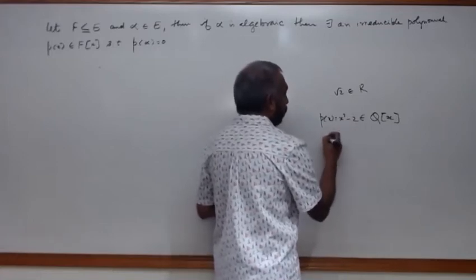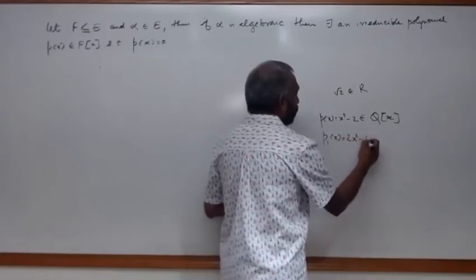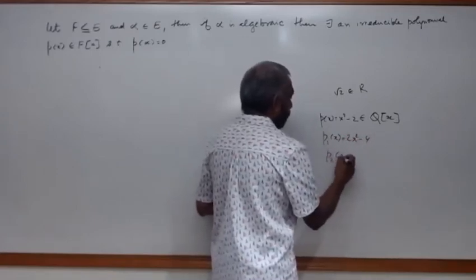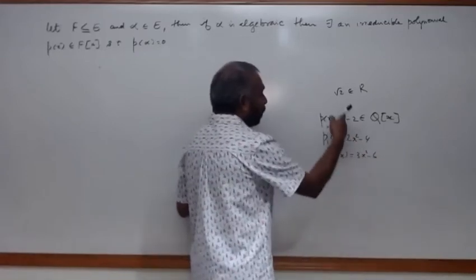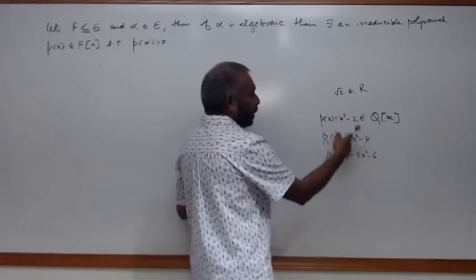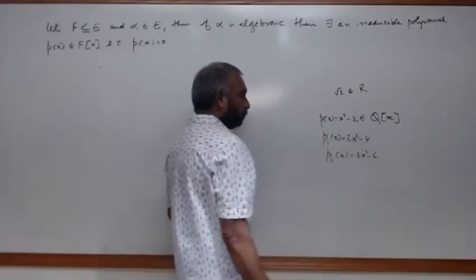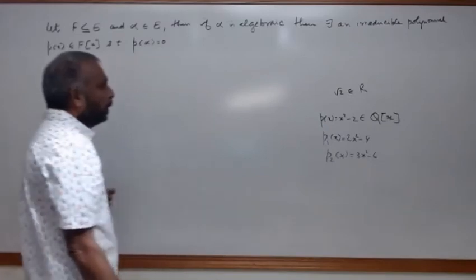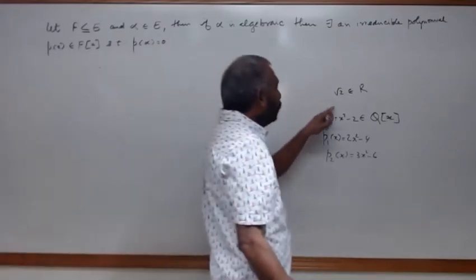For example, P1 of x is 2x square minus 4 or P2 of x is 3x square minus 6. These are all irreducible polynomials for which root 2 is a 0. But what we want to do is make it a unique polynomial.